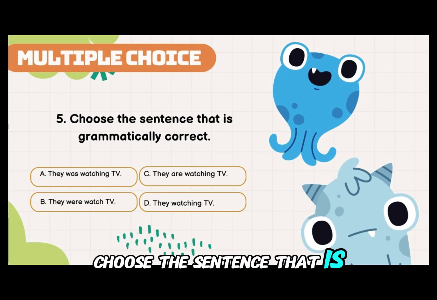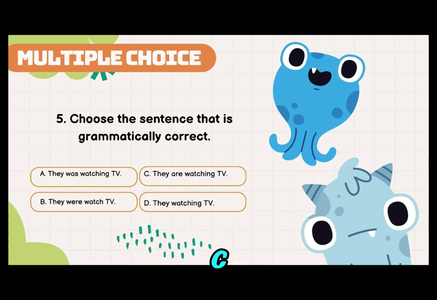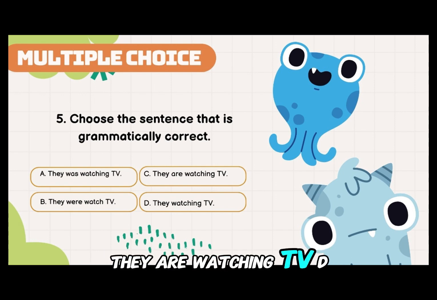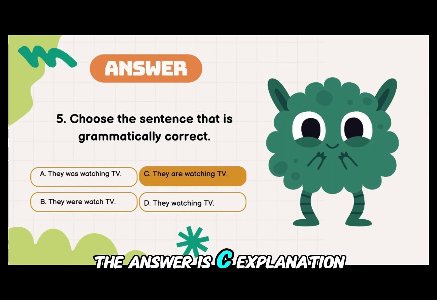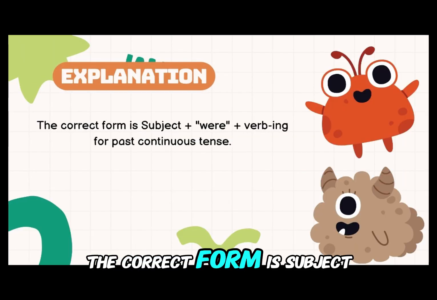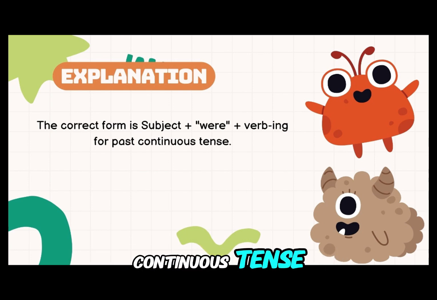5. Choose the sentence that is grammatically correct. A. They was watching TV. B. They were watch TV. C. They are watching TV. D. They watching TV. The answer is C. Explanation: The correct form is subject plus were, plus verb-ing for past continuous tense.